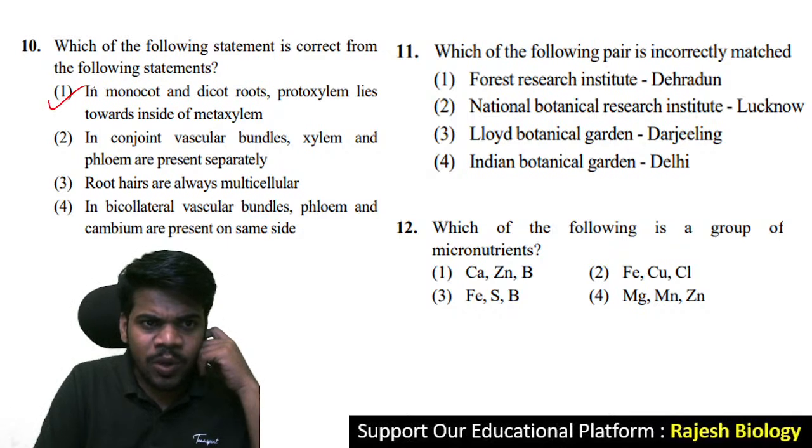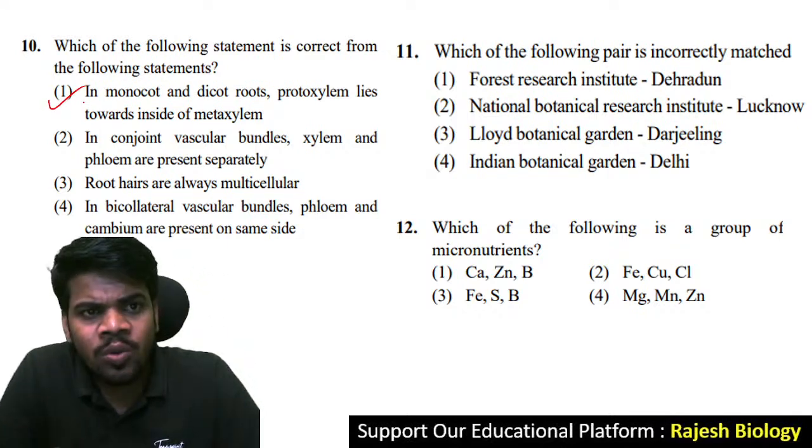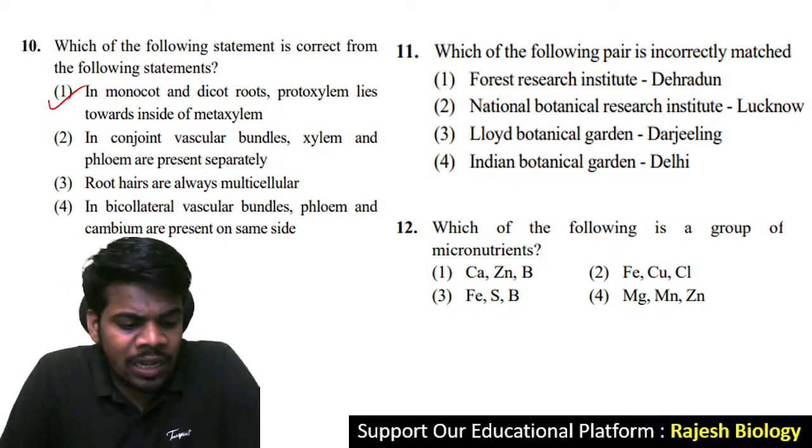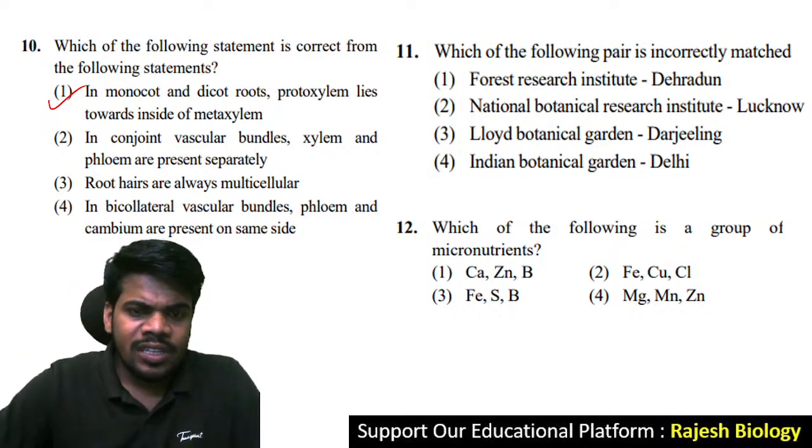The right answer is option 1. In monocot and dicot roots, protoxylem lies towards the inside of metaxylem. Next, 11th question.